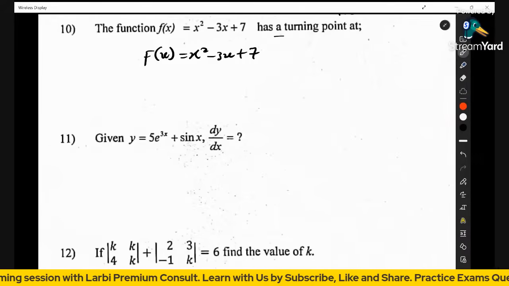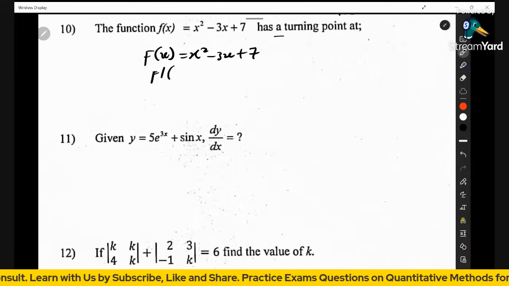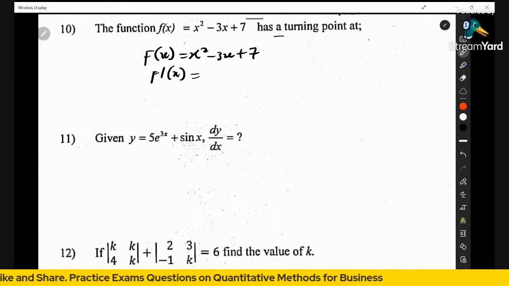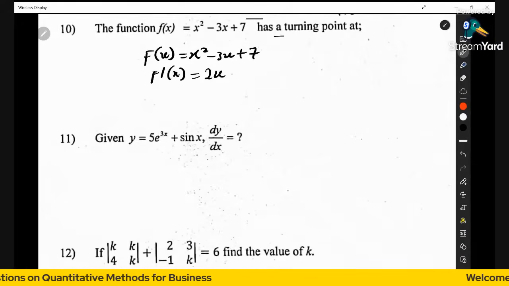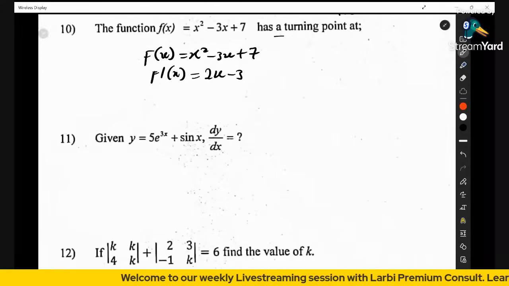You get that by first finding the first differential of the function. So that should be f prime of x. The differential of x squared should fetch us 2x. Differential of negative 3x should fetch us negative 3. Okay, and differential of 7 should be equal to 0. At this point, you should be able to know how to differentiate without difficulties, right?